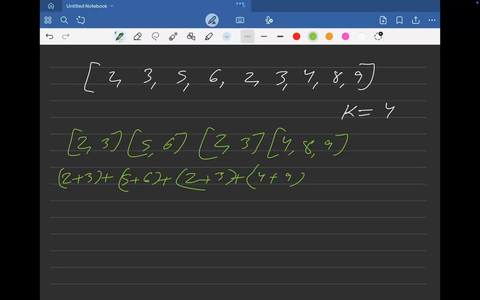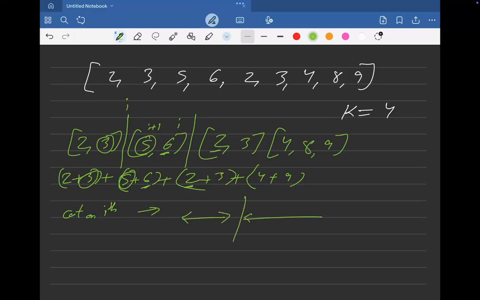If I am making a cut on index i, I am including this value, and I am also including the i plus 1th value, which is this value, right? So if I make a cut on the ith index, it will divide into two portions. First is this portion, second is this portion. This is first, this is last, this is first, this is last. So I will consider these two.